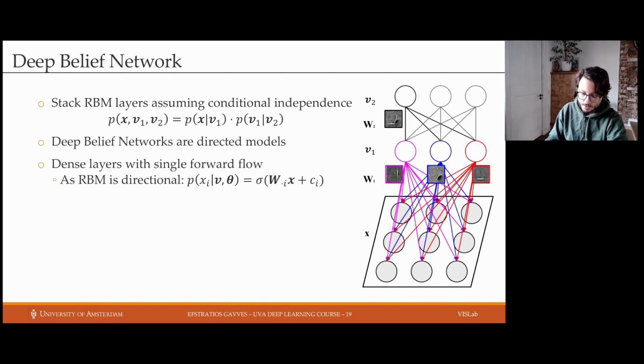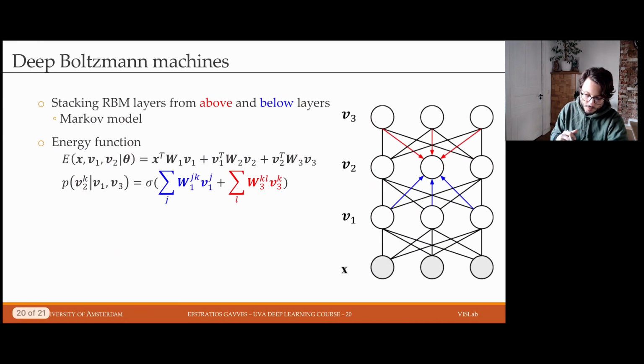Following up on restricted Boltzmann machines, one can stack RBMs, assuming conditional dependence between layers, and then obtain deep belief networks, which are directed models. And if the stacking of the RBM layers is done such that there is no direction, so there are connections from above and from below, effectively comprising a Markov model, then we arrive at deep Boltzmann machines. So we see here connections from both above and below.